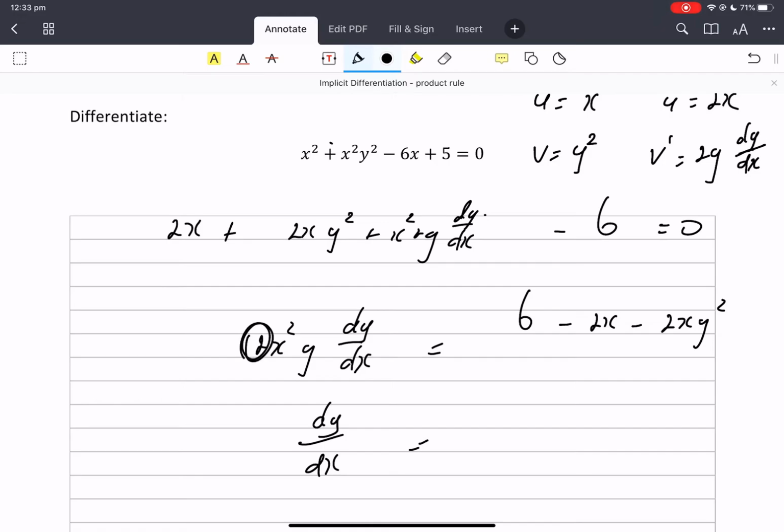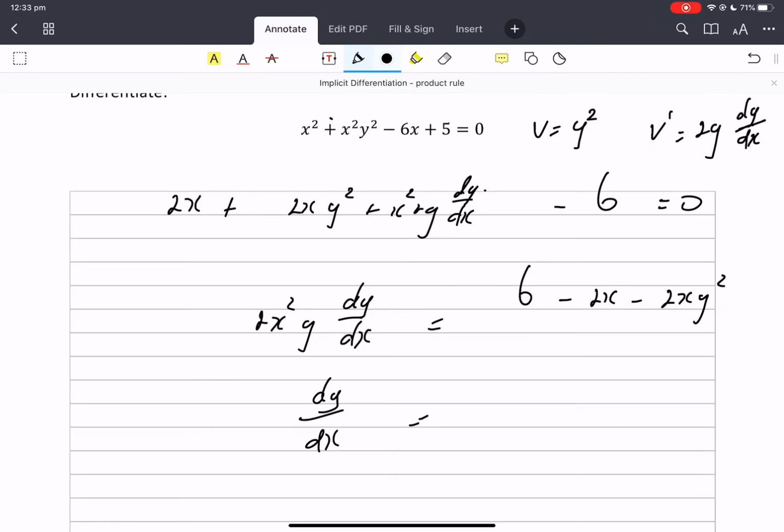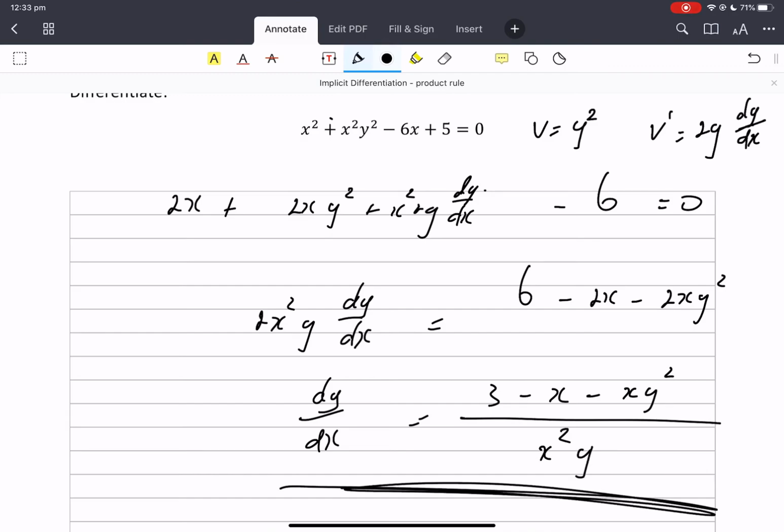Can you see there's a 2 here? So let's make that 3 minus xy squared on x squared y. There we go. So once you get the hang of it, it doesn't really take much for it to pop out. Please practice, practice, practice.